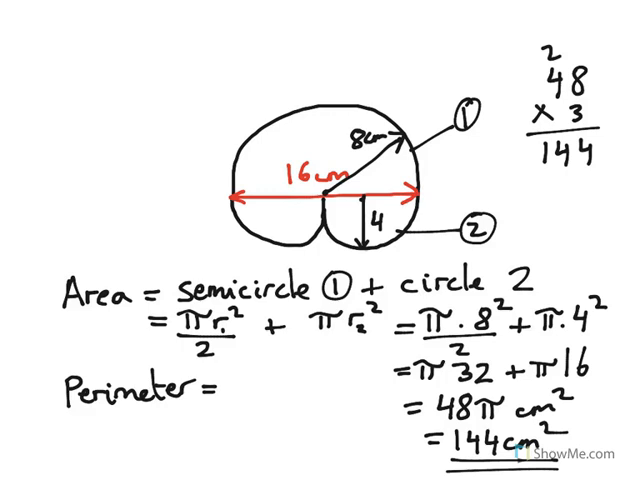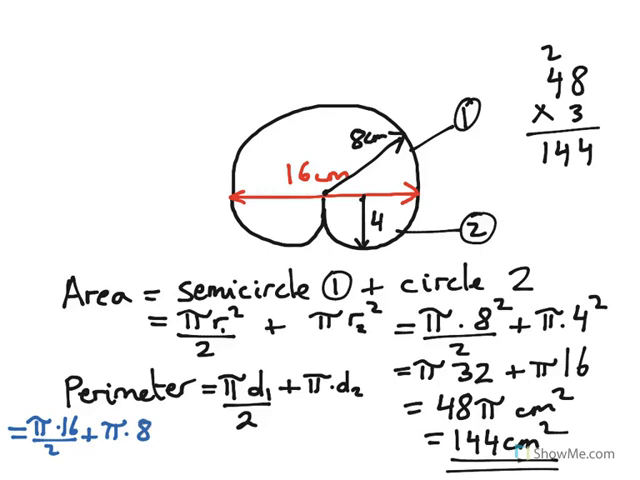To calculate the perimeter then, we would need pi times d1 divided by 2 because we've got a semicircle, plus pi times d2, and this one isn't divided by 2 because we've got a whole circle. Make a little bit more space over here. So d1 is 16, so we would have pi times 16 divided by 2 plus pi times d2, which is 8 centimeters.